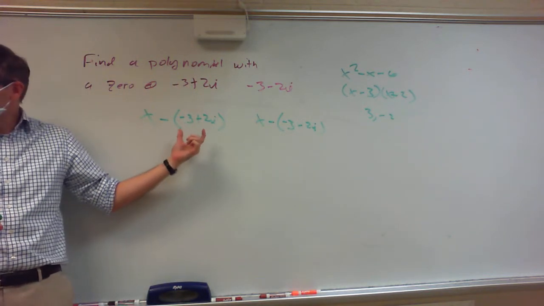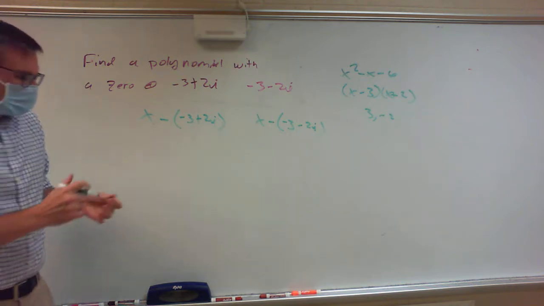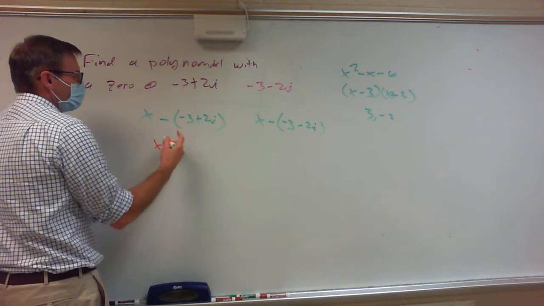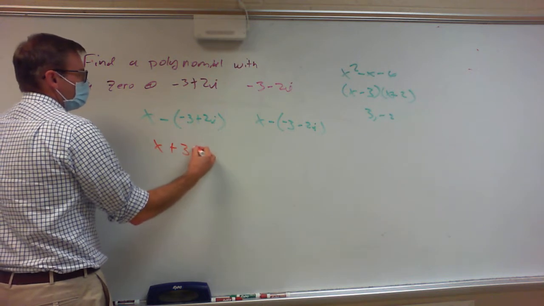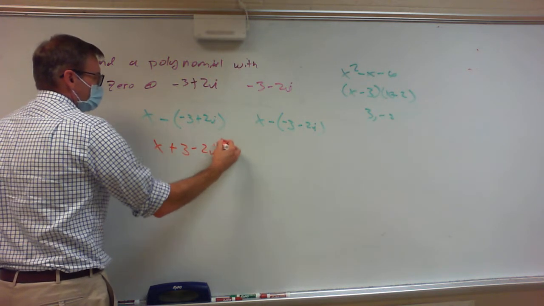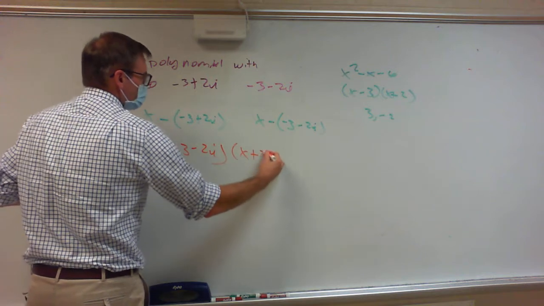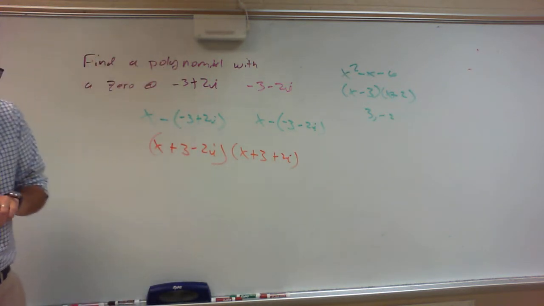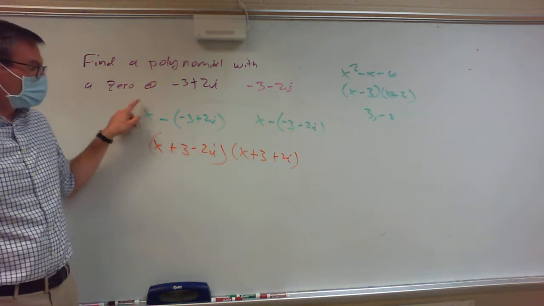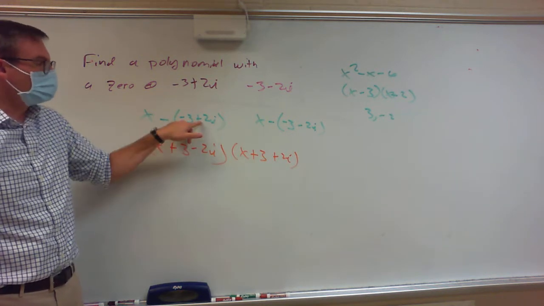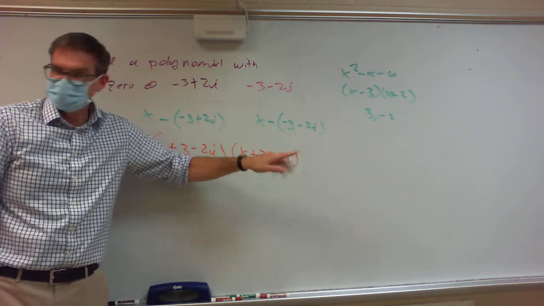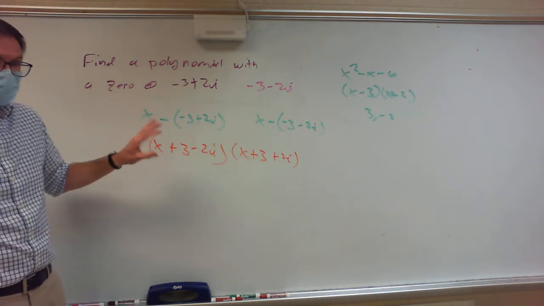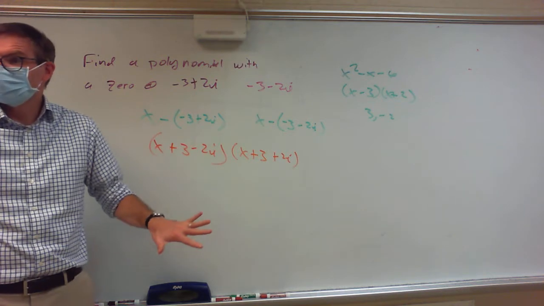Did everybody see how that's going to give us our factors? And when everything's said and done, you end up with x plus 3 minus 2i, and x plus 3 plus 2i. But to be honest, all you got to do is say x plus 3 plus 2i and x plus 3 minus 2i, because it doesn't matter what order they're in. All that matters is you get to this stage.